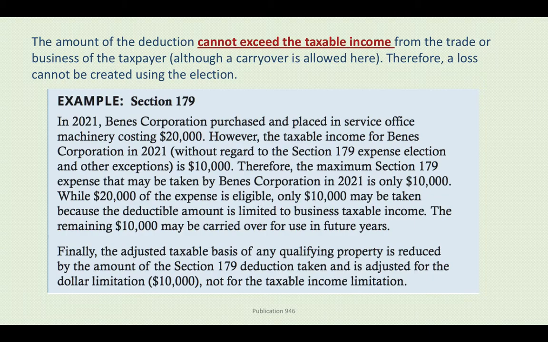So you have a cost of $20,000, but your income is only $10,000. So you are only allowed the income deduction amount, and the rest of the $10,000 you can carry forward into the future. Then here they also talk about the adjusted basis. Your machine cost is $20,000. You use the 179 deduction, then your adjusted basis is reduced to $10,000 here.